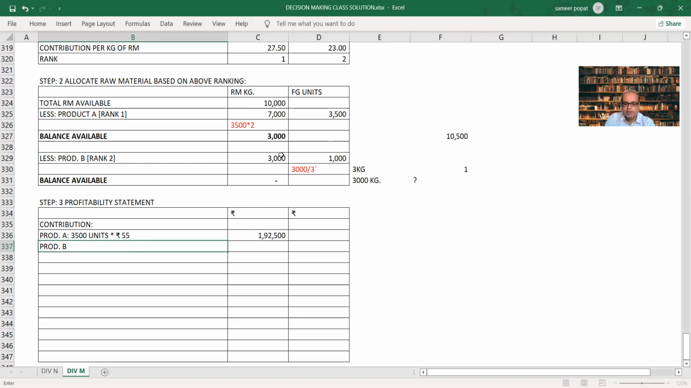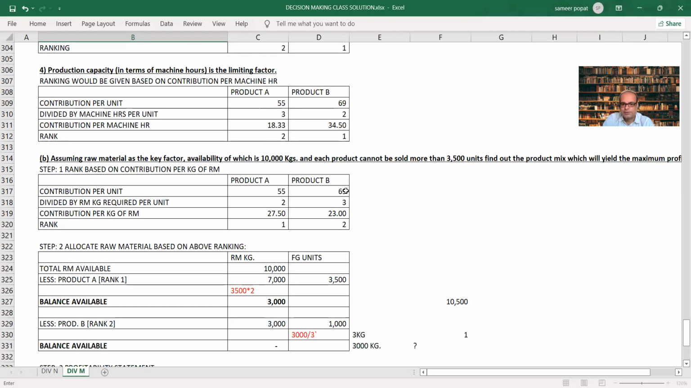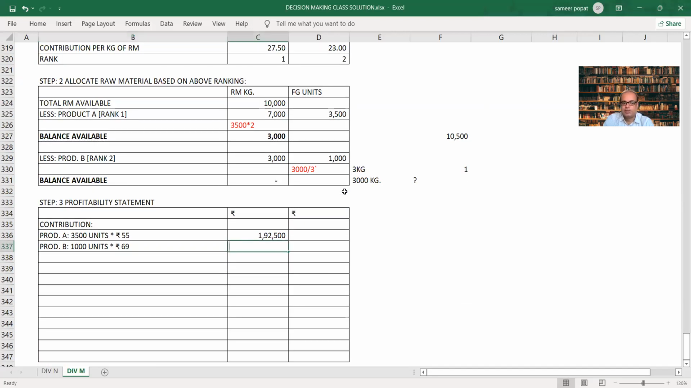Similarly, for product B, we will be able to manufacture only 1,000 units of B. Each unit earns a contribution of rupees 69. So 1,000 into 69 will give you 69,000. And take the total, that would be the total contribution for the company. 192,500 from A and 69,000 from B, so 261,500 would be the total contribution.